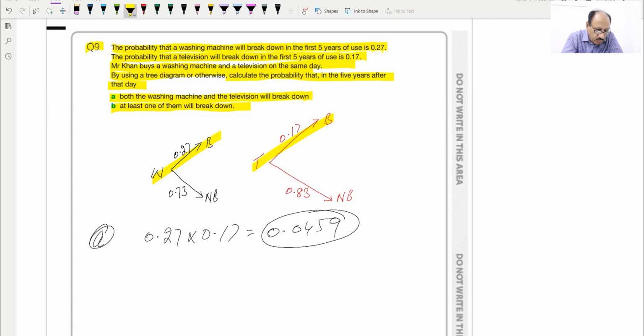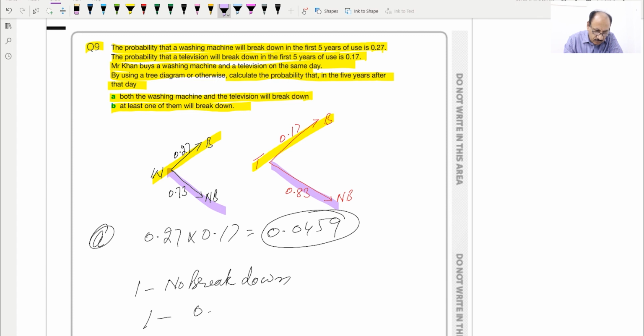So at least one of them break down. We will take 1 minus no breakdown. We can take this probability, which is like complement. So 1 minus no breakdown, we can take this branch, this one, and this one.